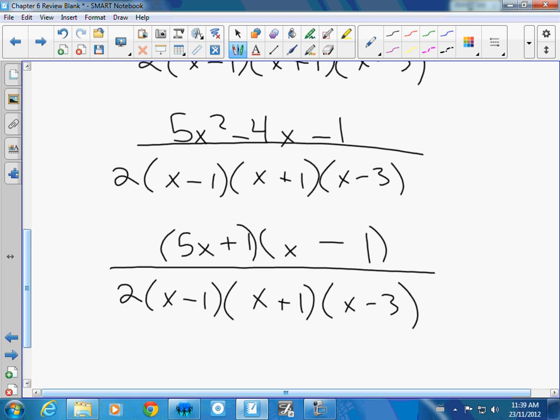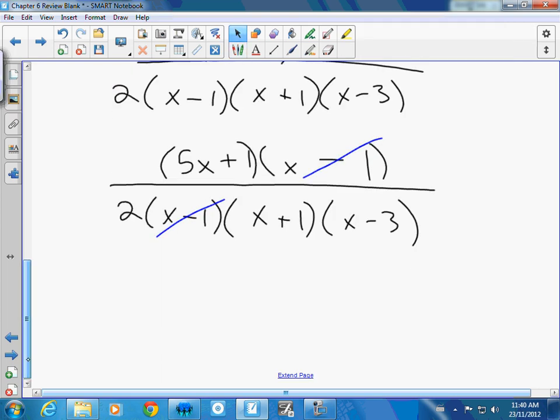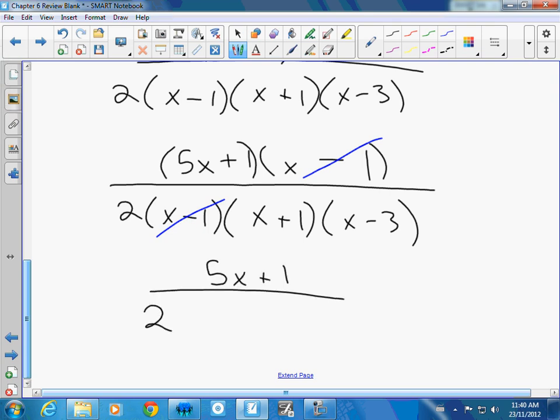Now, can you cancel? Why? Right, it's all multiplication, right? And that's the key, right? You can cancel now because it's all multiplication. And now I feel more room. You got lots of room on that page. So these two can cancel. What are you left with? What's on the top? 5x plus 1 over top of 2, x minus 1, x plus 1, x minus 3.